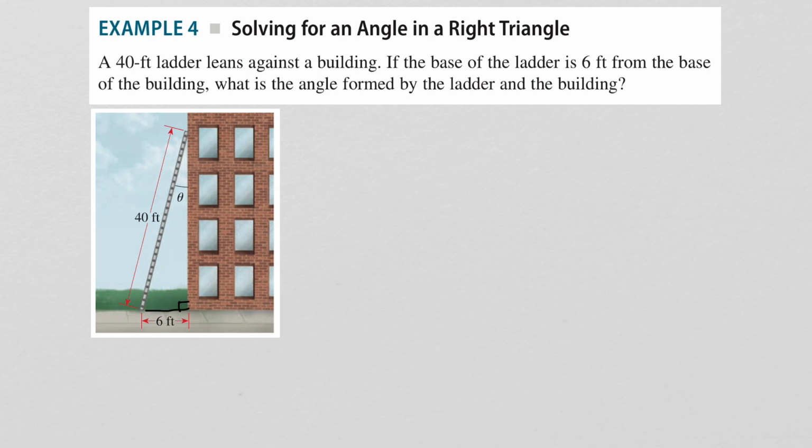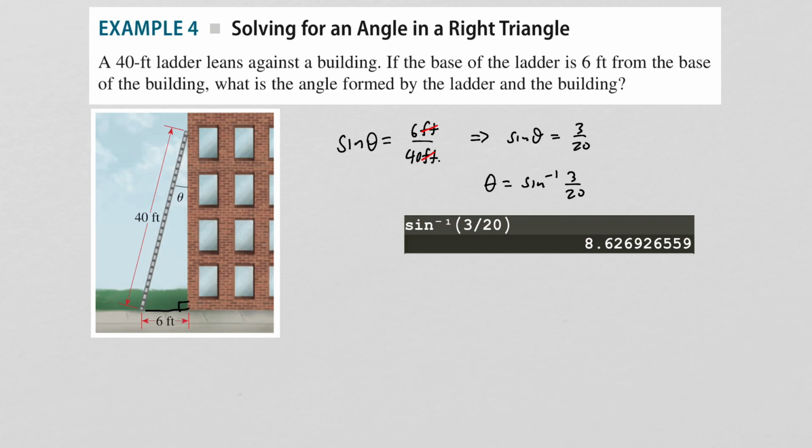And in that right triangle, we have sine of theta is equal to 6 divided by 40. Right, so that's 6 feet divided by 40 feet. This means that sine of theta is going to be, the feet cancel out, and if you divide by 2 here, you get 3 over 20. Therefore, theta will be the inverse sine of 3 over 20. And once again, we'll do this in degrees. And that gives us an approximate answer of 8.6 degrees.